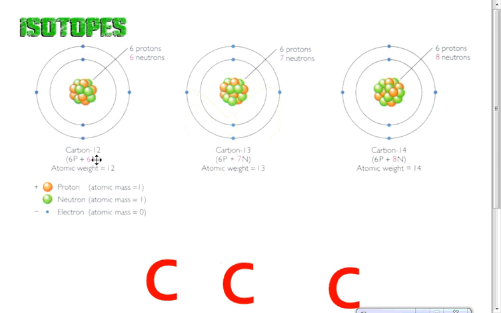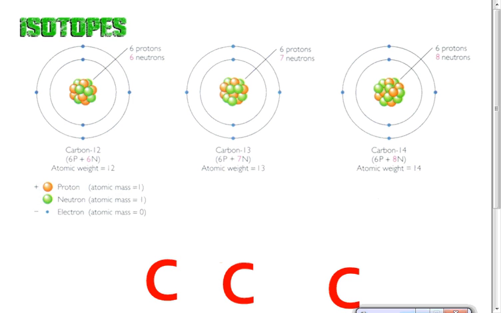But what is an isotope? An isotope is the same element with different masses. So if it's the same element, check it out. I have 6 protons, and I'm going to show you how to write this in a second. 6 protons, 6 protons, 6 protons. So it's all carbon. But what's the difference? Different number of neutrons. This happens naturally in nature. There is not one type of carbon atom in the world.